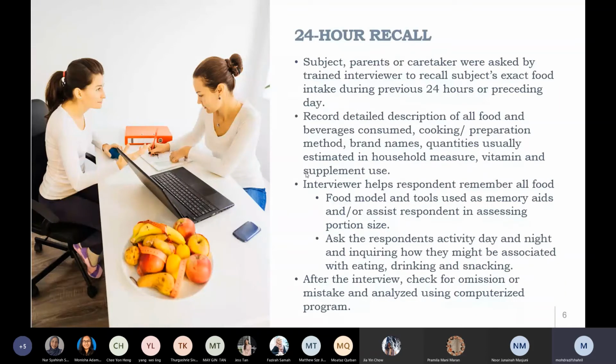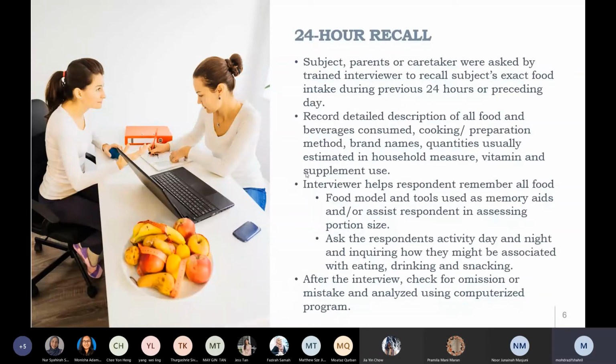Even a normal person, if you suddenly ask them to recall what they have consumed in the past 24 hours, it might be difficult. For us, it's easy. For people who don't remember what they consume, they might have gone to a hotel buffet the previous day, so they might not remember exactly what they have consumed and the quantities they have consumed.